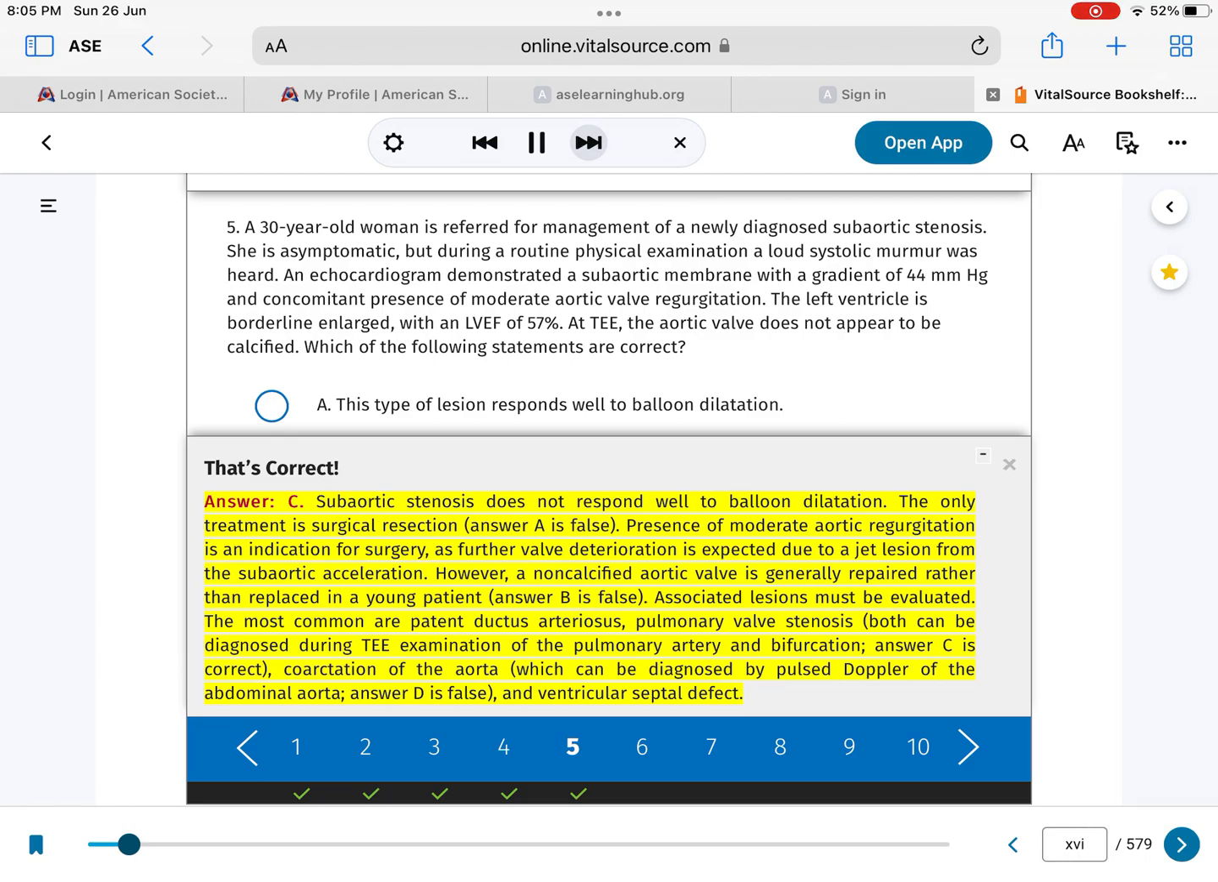However, a non-calcified aortic valve is generally repaired rather than replaced in a young patient. Answer B is false. Associated lesions must be evaluated. The most common are patent ductus arteriosus and pulmonary valve stenosis. Both can be diagnosed during TEE examination of the pulmonary artery and bifurcation. Answer C is correct. Also coarctation of the aorta, which can be diagnosed by pulsed Doppler of the abdominal aorta. Answer D is false. And ventricular septal defect.